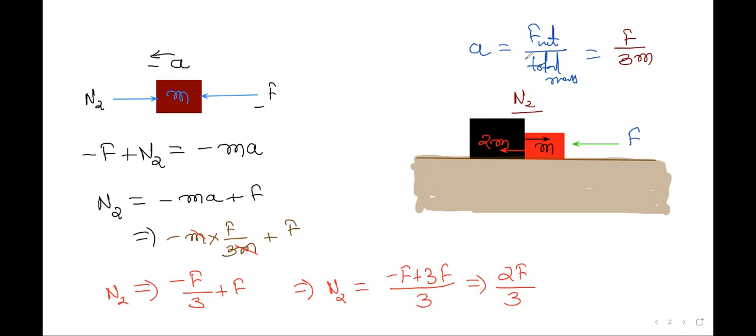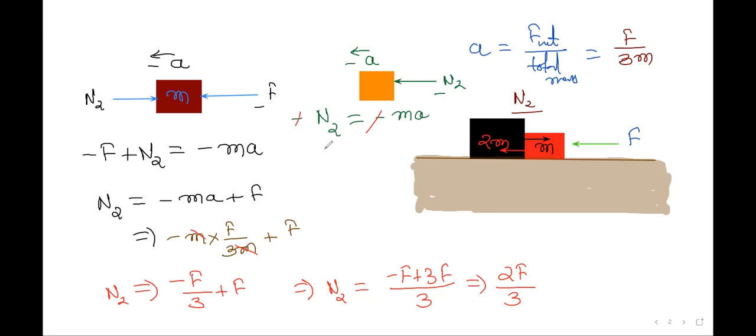Okay, now let's try to solve for this N2 using this block. Can we do this? Yes, we can do this. Let's make a free body diagram and also mention all the forces acting on 2m. I think only one force is acting on 2m, that is a normal one. The direction of the acceleration is also towards this way. So this is N2, and the direction is minus. Minus N2 equals minus MA, both are minus, so we can cancel out the minus signs.